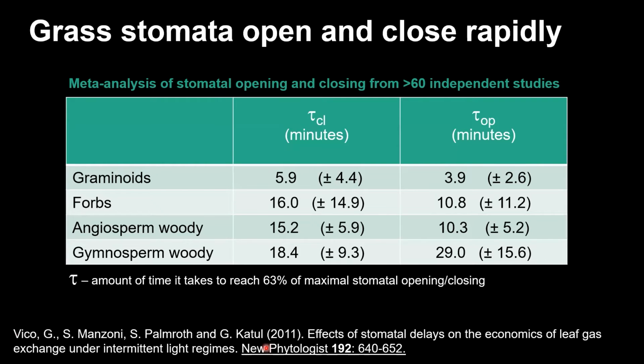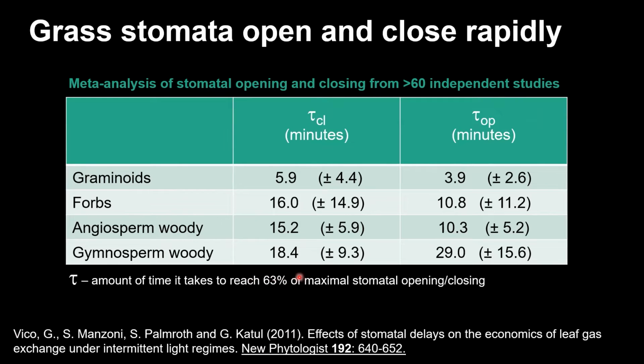Before I tell you about some of the things we're doing to address this question, I just want to set it up a little bit. There's this very nice study from almost 15 years ago now, where they did a meta-analysis and took measurements from across the literature from about 60 different studies and asked how quickly in different plants the stomata open or close. They measured this time to close, so a small number means quickly, or the time to open, right? And they did this in graminoids, also known as grasses, forbs, those are small leafy plants, and then woody angiosperms or woody gymnosperms.